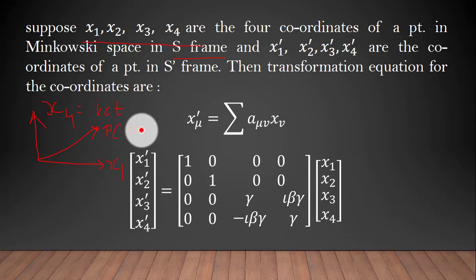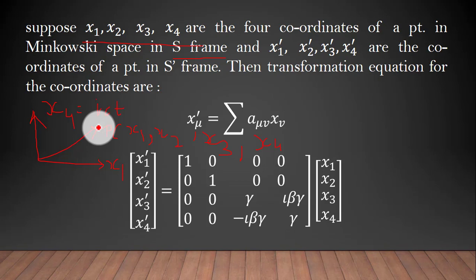I have not drawn the other 2 axes here because it's difficult to draw 4 mutually perpendicular vectors in 2D. So suppose this point has the 4 coordinates x1, x2, x3 and x4. So this is what we have represented. This is a Minkowski space, a 4-dimensional space. These are the unit vectors or the axes. We have denoted 2 axes only, and the point has the coordinates x1, x2, x3, x4 in the S frame.